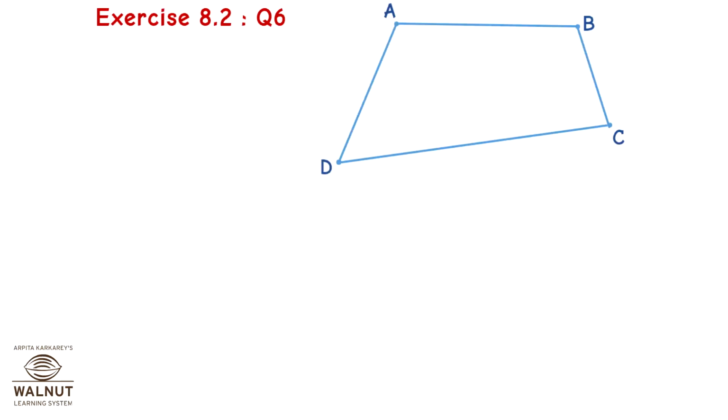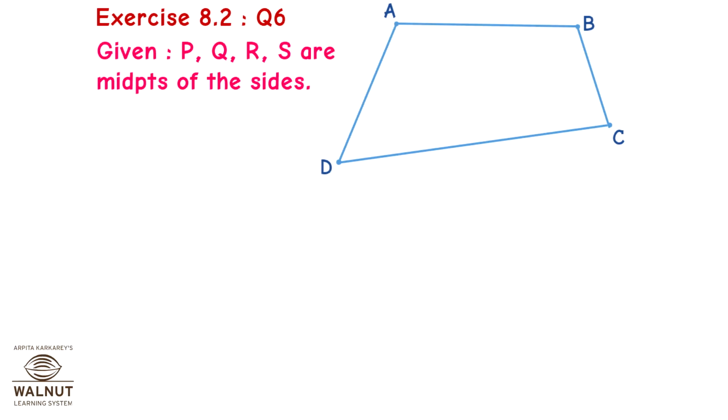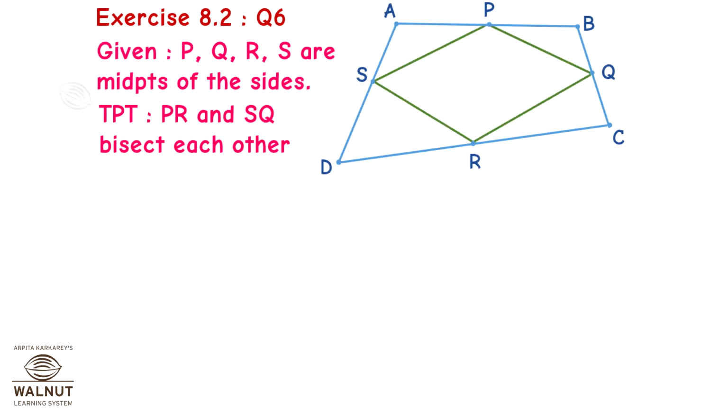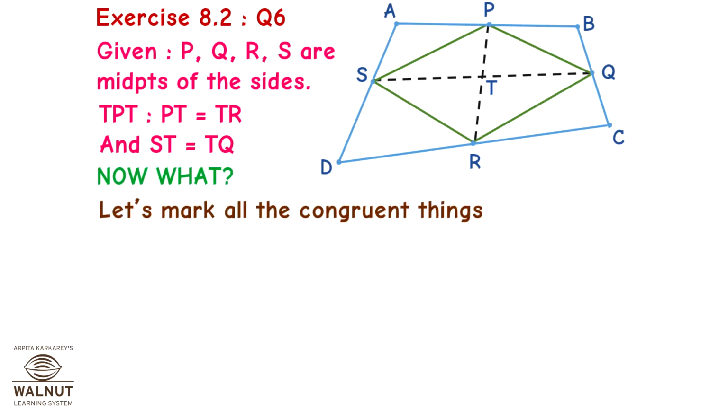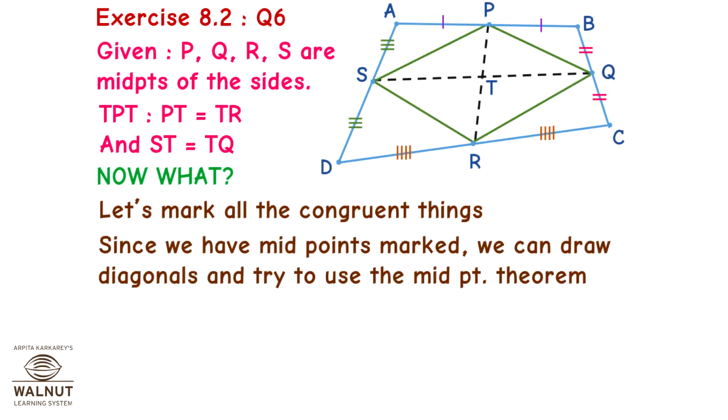Exercise 8.2, question 6. Given, P, Q, R, S are midpoints of the sides. We have to prove that PR and SQ bisect each other, and PT is equal to TR and ST is equal to TQ. Now what? Let's mark all the congruent things. Since we have midpoints marked, we can draw diagonals and try to use the midpoint theorem.